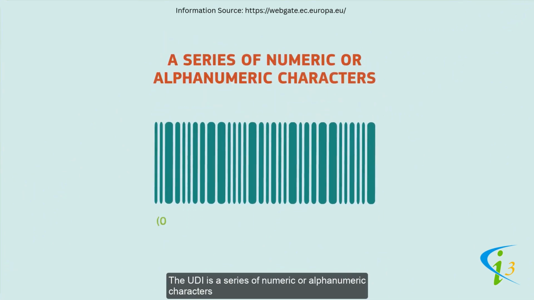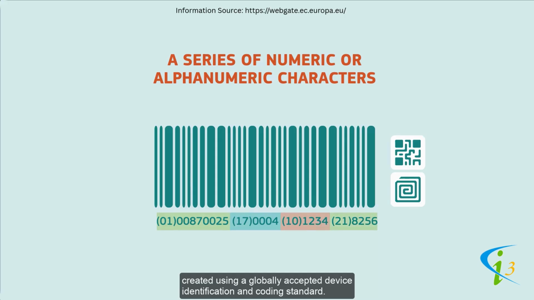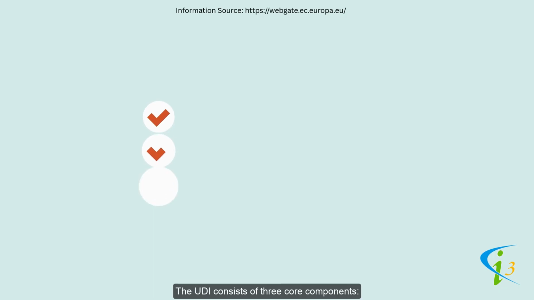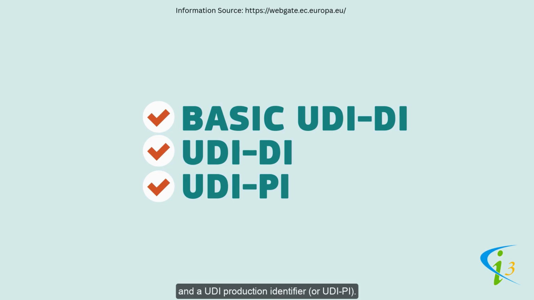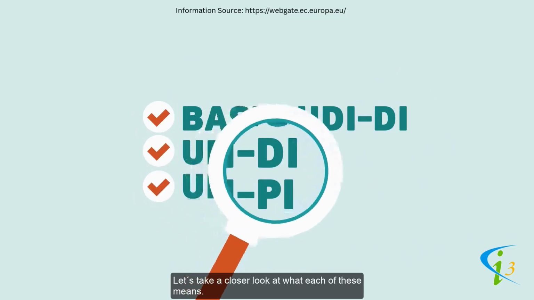The UDI is a series of numeric or alphanumeric characters created using a globally accepted device identification and coding standard. It makes it possible to identify a specific medical device on the market clearly and unambiguously. The UDI consists of three core components: a basic UDI device identifier, or basic UDI-DI, a UDI device identifier, or UDI-DI, and a UDI production identifier, or UDI-PI. Let's take a closer look at what each of these means.